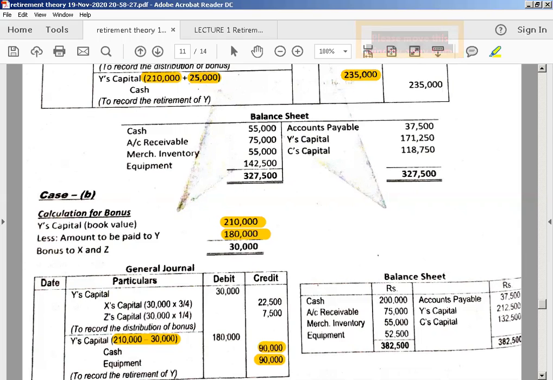In today's class, I have discussed with you the revaluation method of the partnership retirement, the goodwill method of the partnership retirement, and the bonus method. Further, if you have any queries you can ask me, and you can send your questions or queries on my WhatsApp or email address. In the next lecture, in the next classes, I will discuss with you the past paper questions of the partnership retirement.